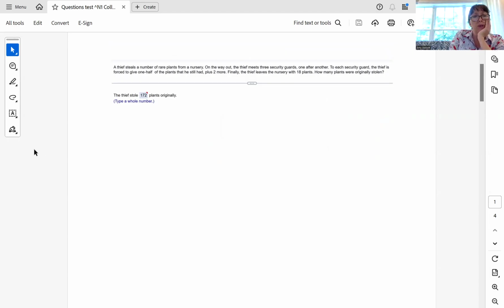So he originally had 18 plants. Working backwards, he gave 2 of those plants to the security guard and double it because it said a half of them. So if we're going backwards, we double it. Going backwards, instead of giving them away, we take 2 back and we're doubling it instead of halving it. And you get for that 40.